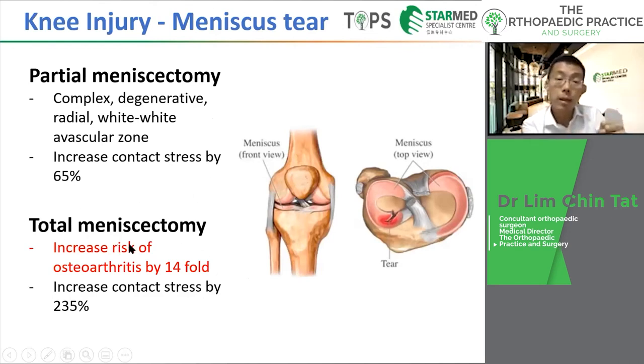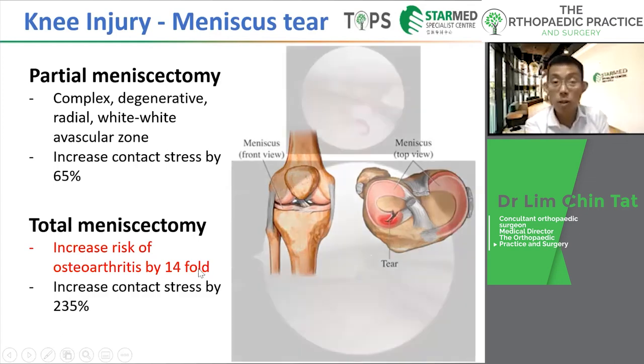In a very bad tear, we may have to remove the whole meniscus, and that is really very bad news for the patient when they wake up. I always fear this scenario, especially with a young patient, because we really do not want to go to total meniscectomy, where we remove the whole meniscus.